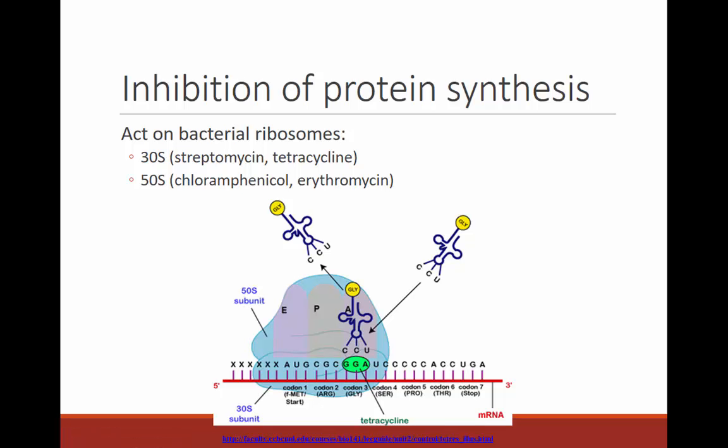Except remember ribosomes? So remember our mitochondria? They have the 50S and the 30S subunits as well. So even though we might be inhibiting protein synthesis in the bacteria, we're also inhibiting the action of the mitochondria in our own cells. So sometimes there are unexpected reactions.